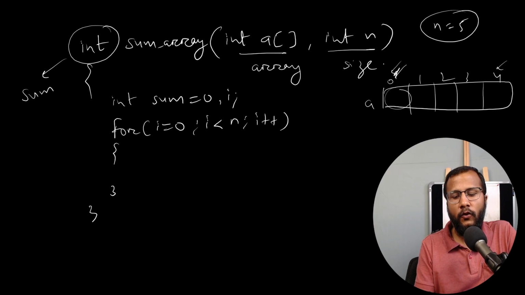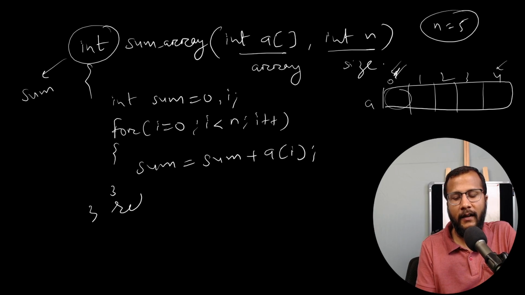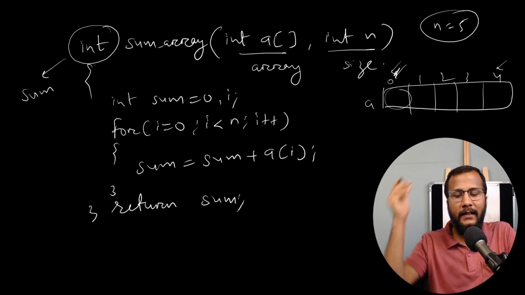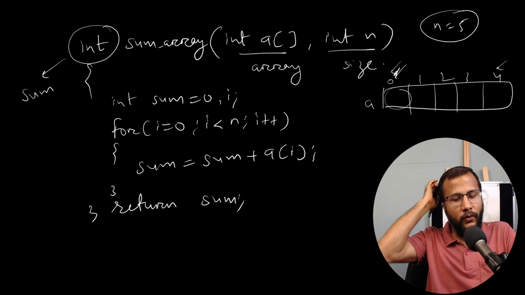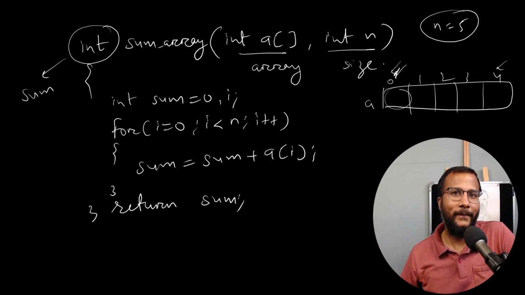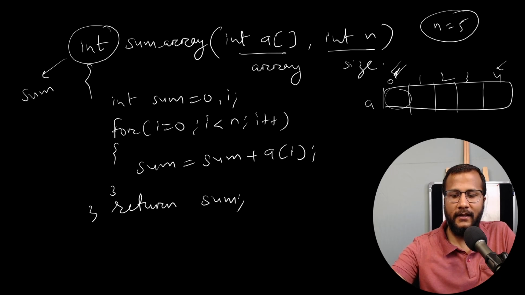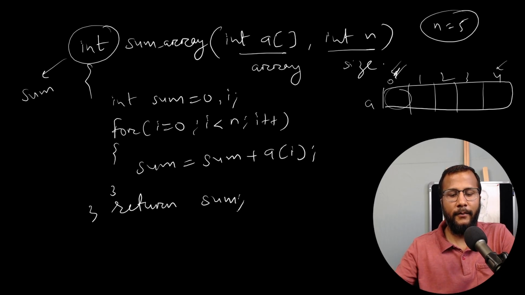Inside the loop, I'll make my sum equal to the previous sum, that was 0, plus the value at index i, a[i]. This is how you do the sum, and finally after the loop you have to return the sum. This is the entire logic, right? So the question is, will it work? Now let's try to see if it works or not. Let's demonstrate this by writing a program quickly.